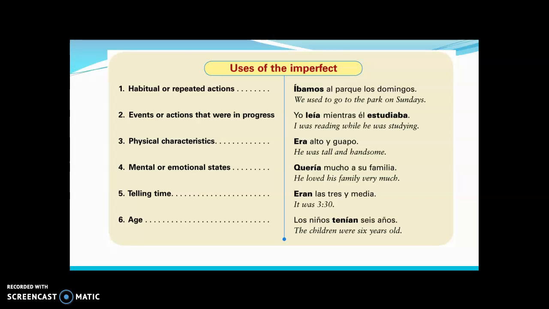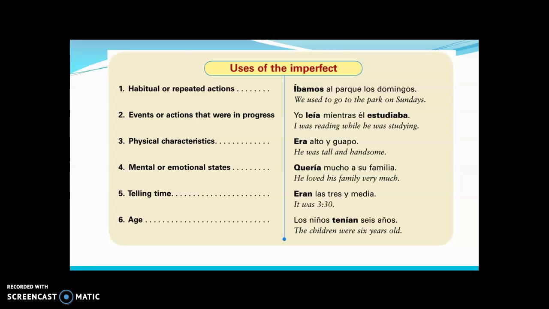gone over the uses of the imperfect, and we talked about this last Thursday, okay, that the imperfect is used to talk about habitual or repeated actions in the past. Okay? So that whole idea of used to go to the park, for example, íbamos al parque. Events or actions that were in progress in the past, like I was reading while he was studying. Yo leía mientras él estudiaba. To describe physical characteristics, like era alto y guapo, or mental or emotional states. Quería mucho a su familia.